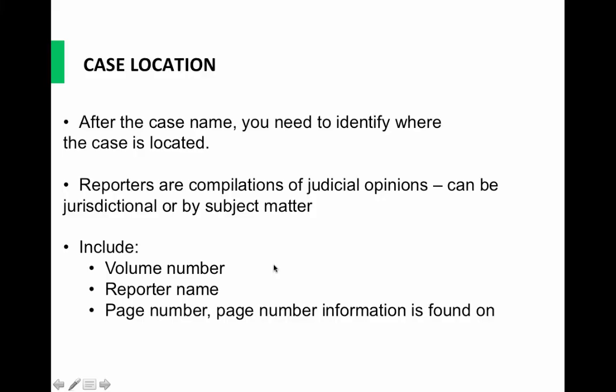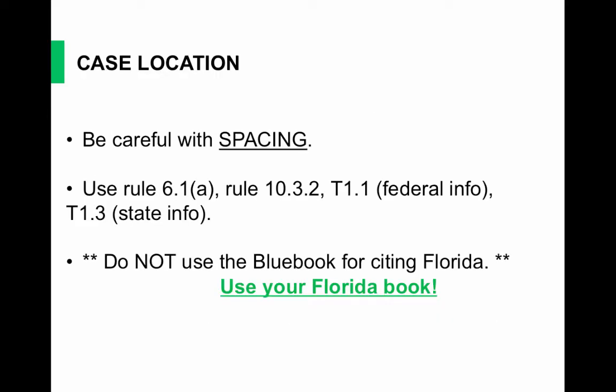The second part is the reporter, or where it's found. When you're talking about the case location, you're going to include the volume number, the reporter, and the page number, the page the information that you're citing to is found on. The biggest thing here is to be careful with spacing. With the reporters, it can get confusing of whether or not you need a space. Rule 6.1a is going to be a huge help on that, and these other pages will help you as well. One thing to note is when you're citing to a case that comes from Florida, use your Florida legal research book, not the Blue Book.